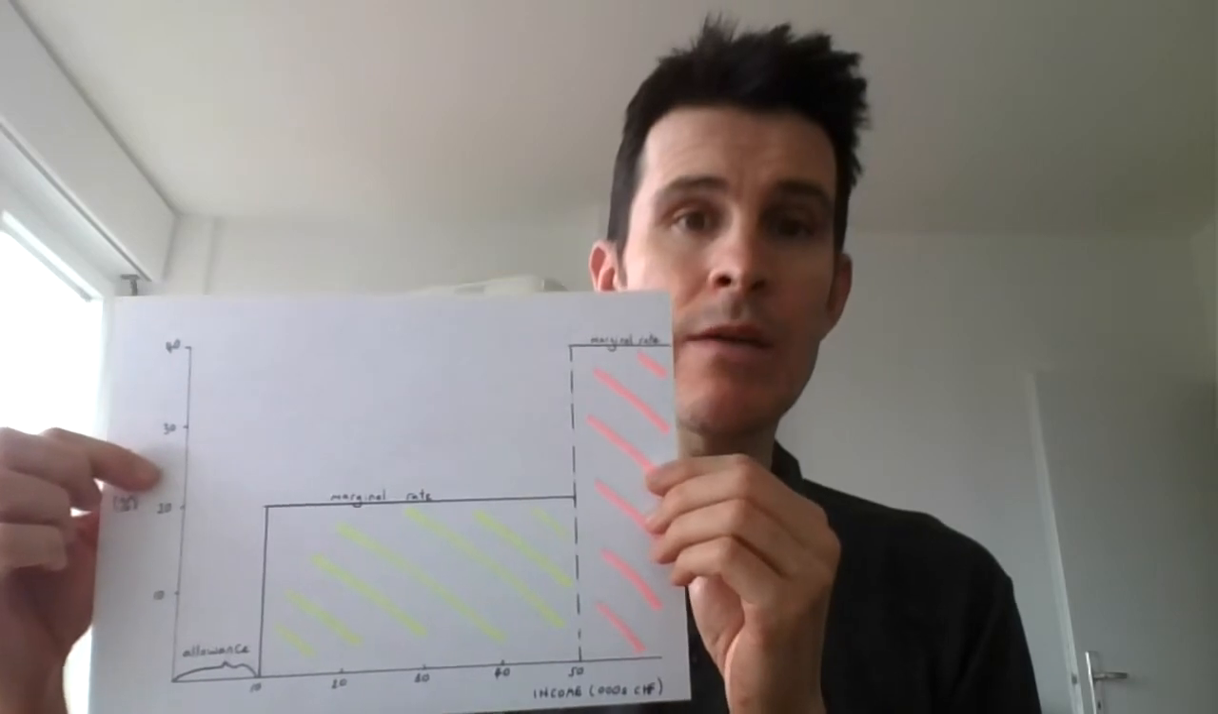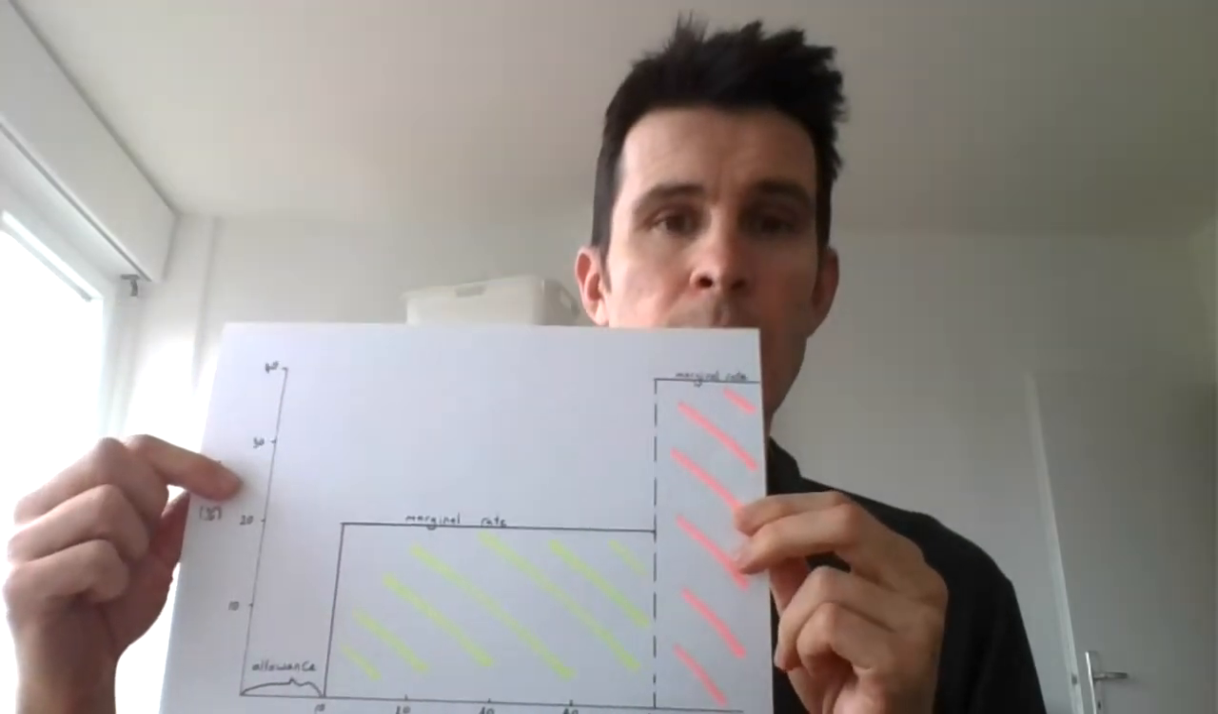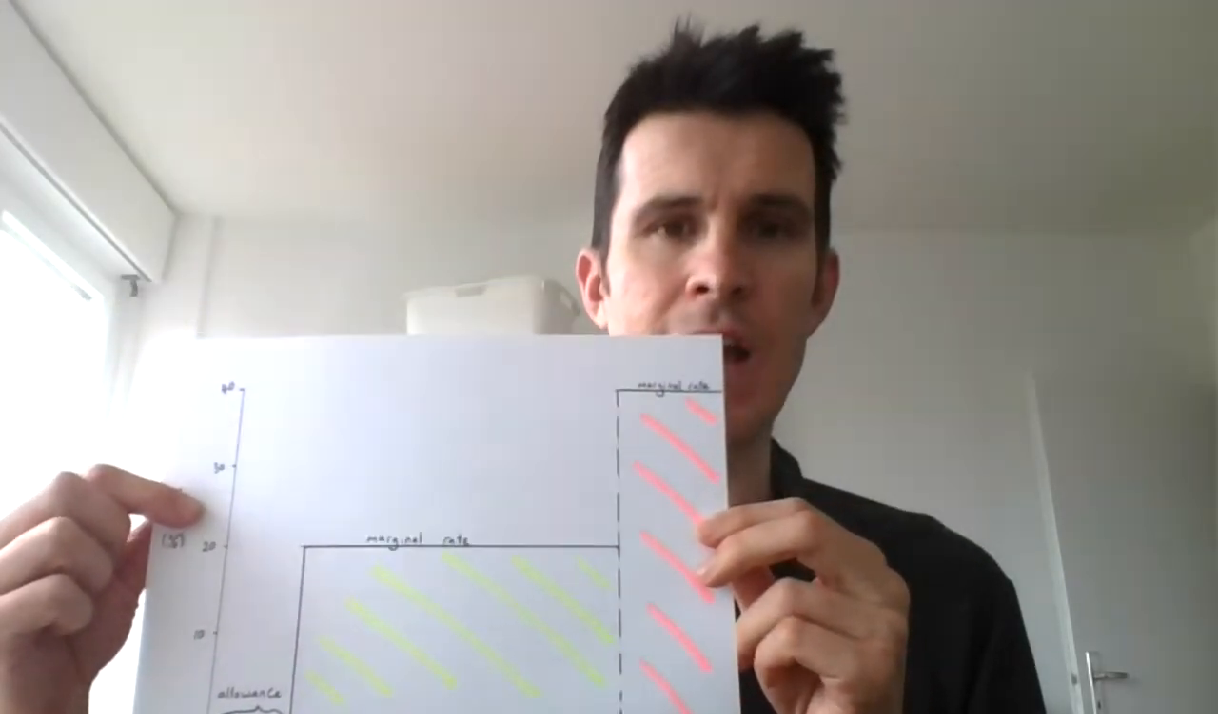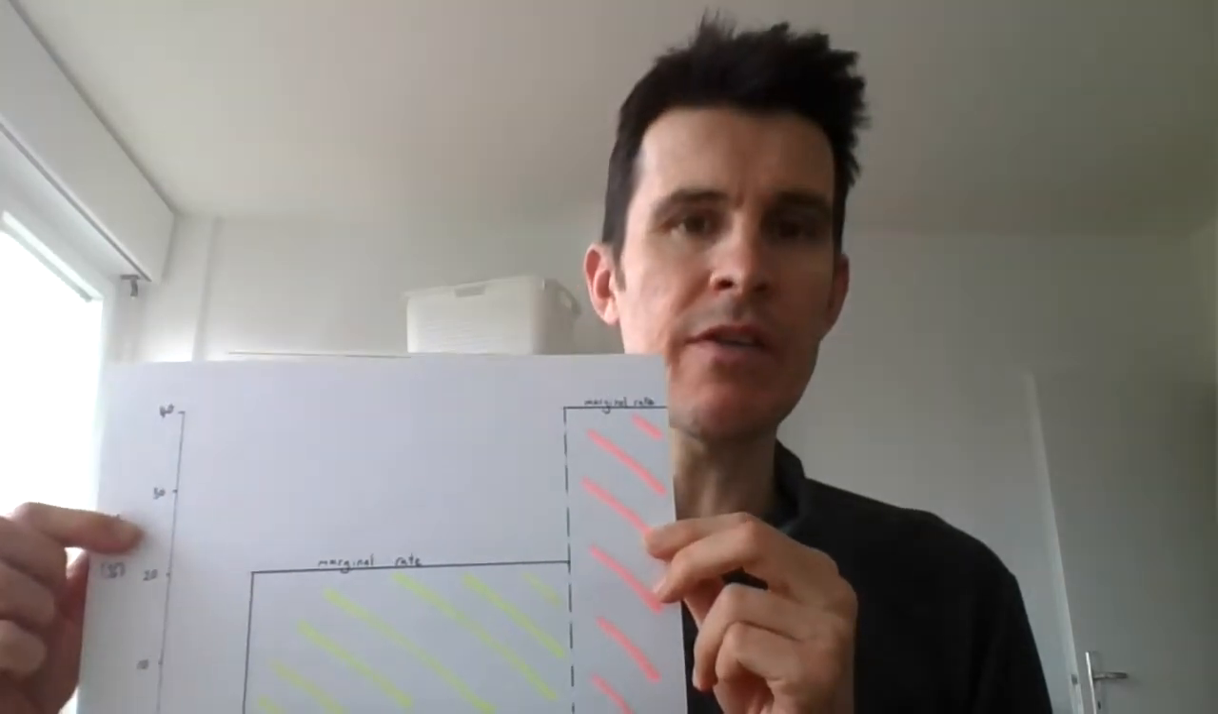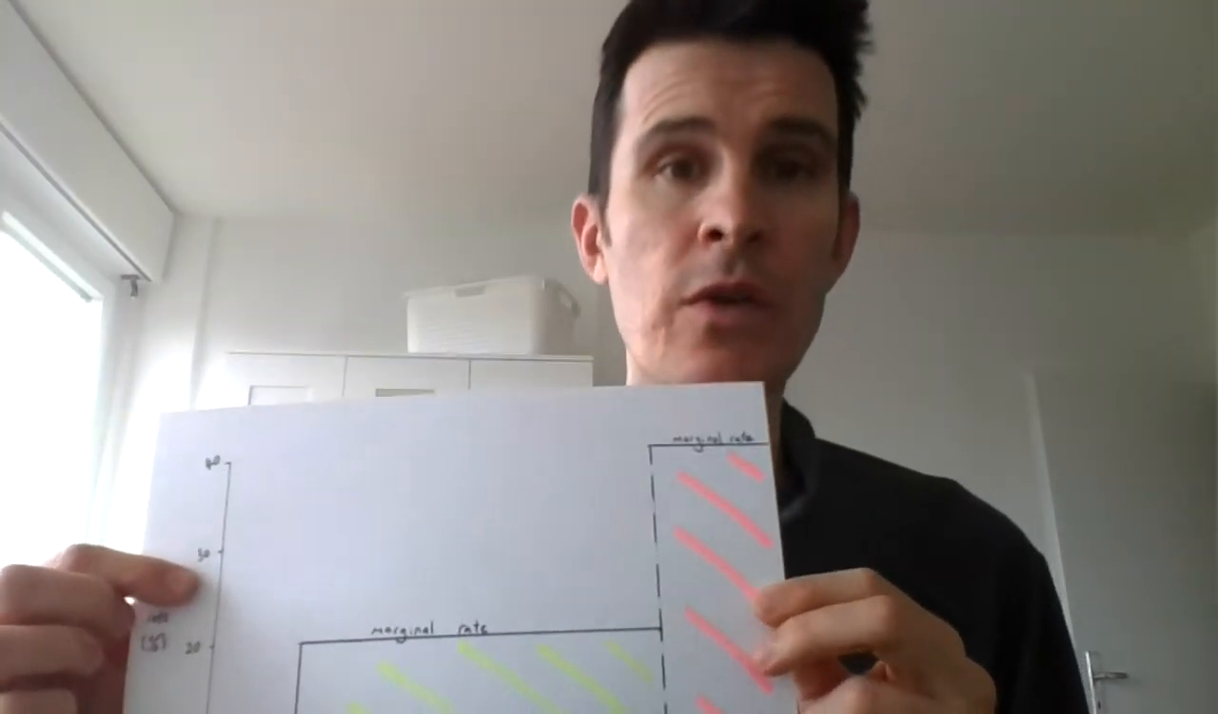Today we're going to look at how a typical income tax system works with its marginal and average tax rates. This lesson corresponds to the notes you have received on taxation.